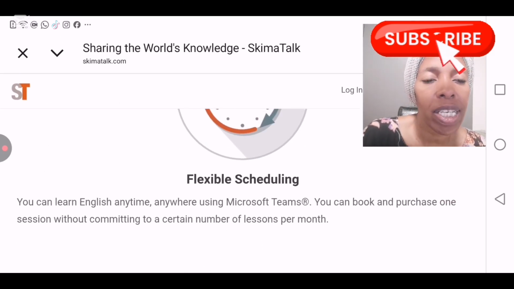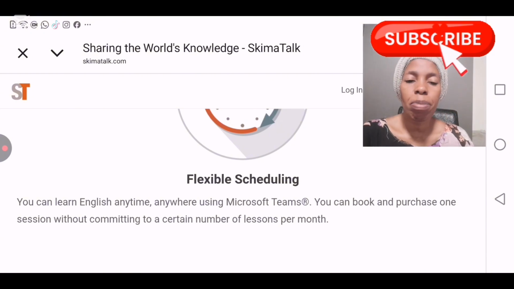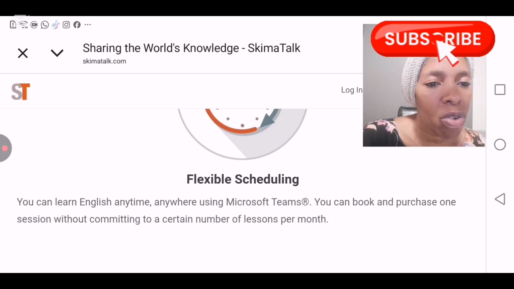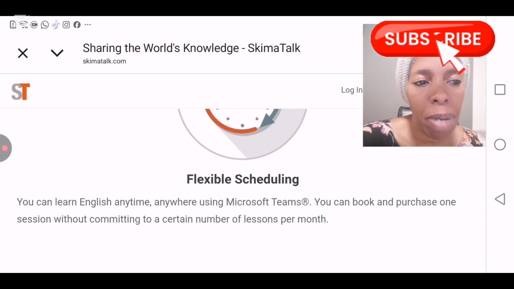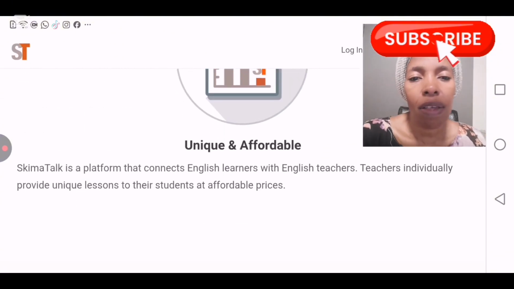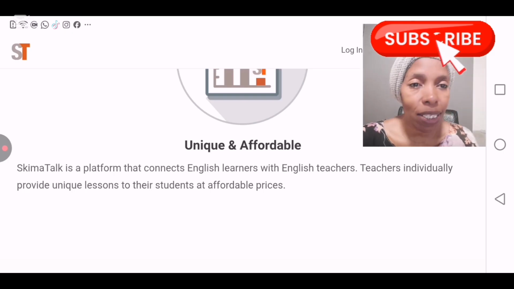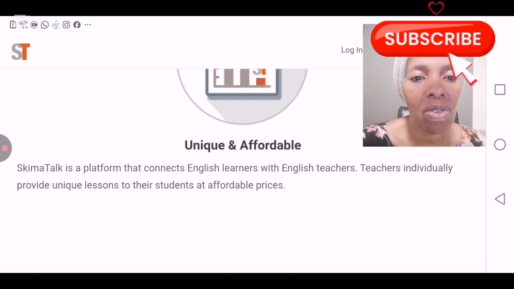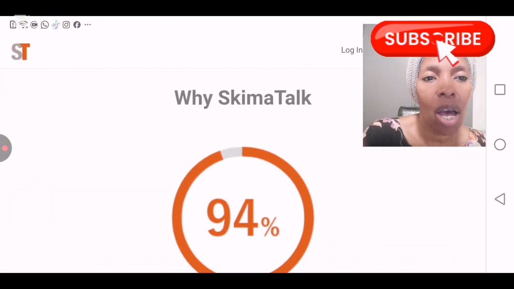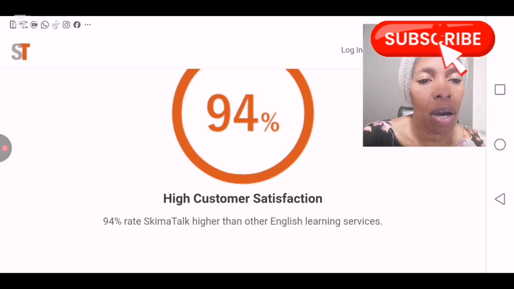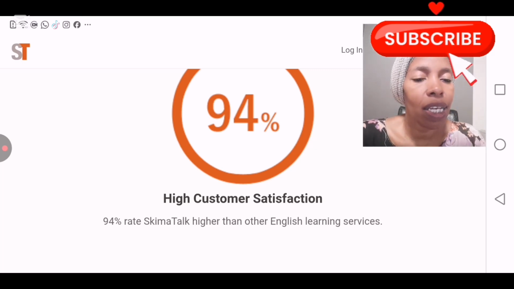And then flexible scheduling. Why should you work with them? Because they give you flexible scheduling. You can learn English anytime, anywhere using Microsoft Teams. You can book and purchase one session without committing to a certain number of lessons per month. Unique and affordable: Schema Talk is a platform that connects English teachers with English learners. Teachers individually provide unique lessons to their students at affordable prices. Why Schema Talk? 94% customer satisfaction, which is higher than other English learning services.